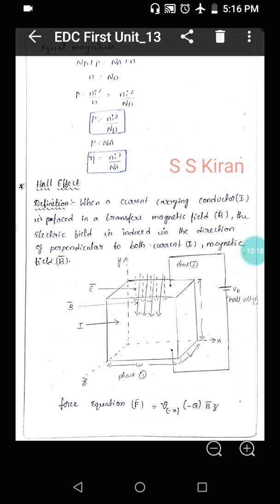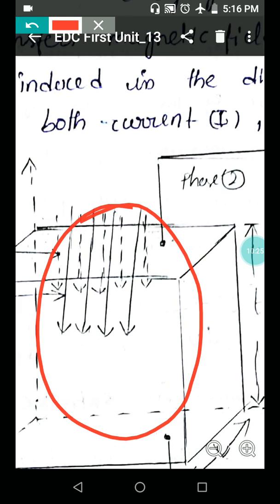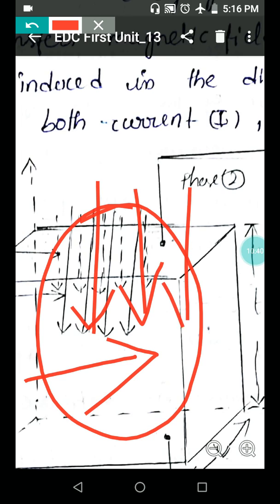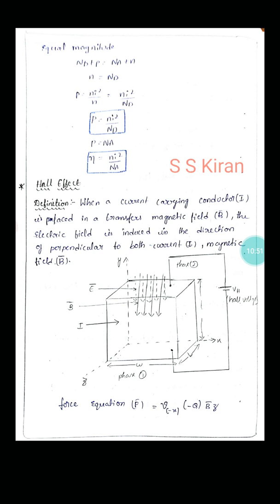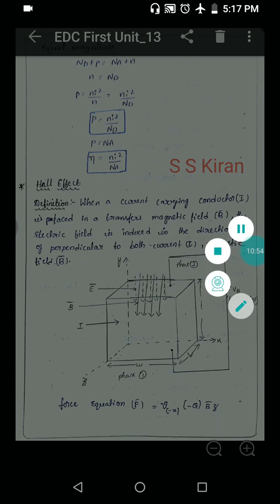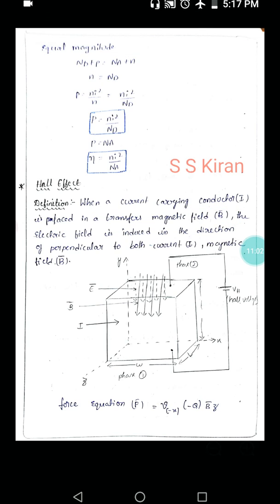The current carrying conductor is placed in a transverse magnetic field. This can be treated as a transverse magnetic field. The current carrying conductor is placed in this transverse magnetic field B bar, right? Now what does the definition say? When a current carrying conductor is placed in a transverse magnetic field B bar, an electric field is induced in the direction perpendicular to both current and magnetic field.